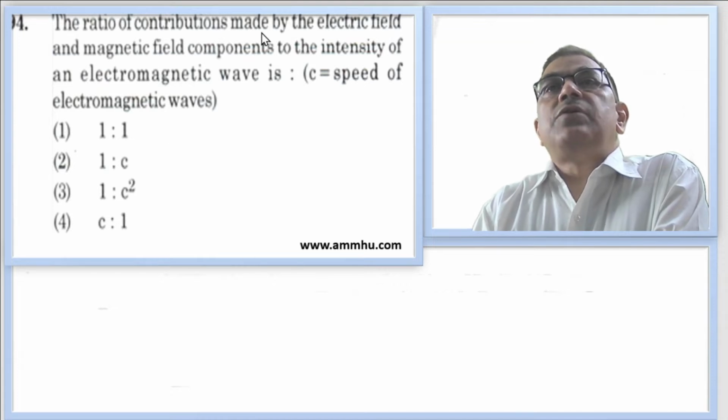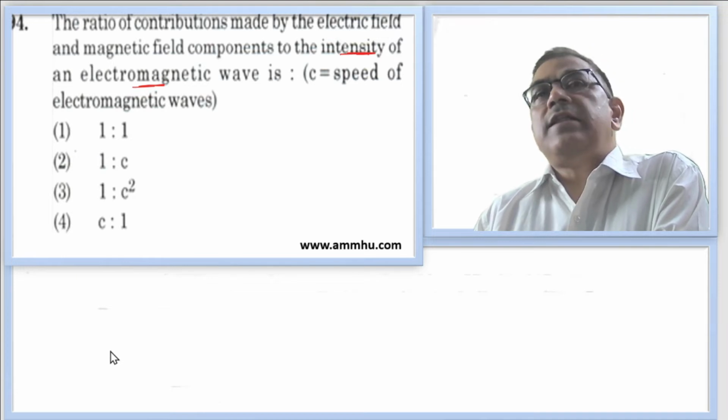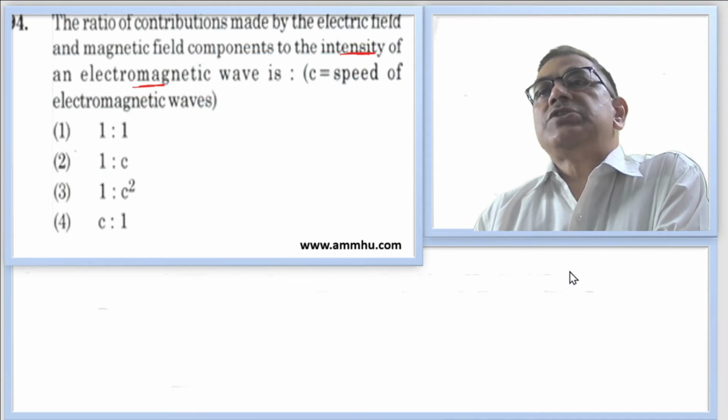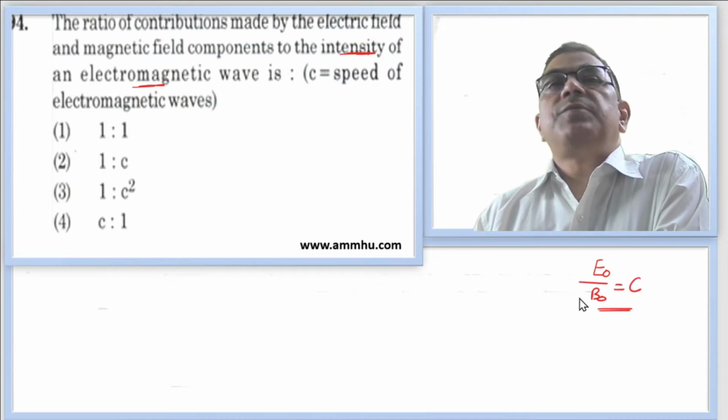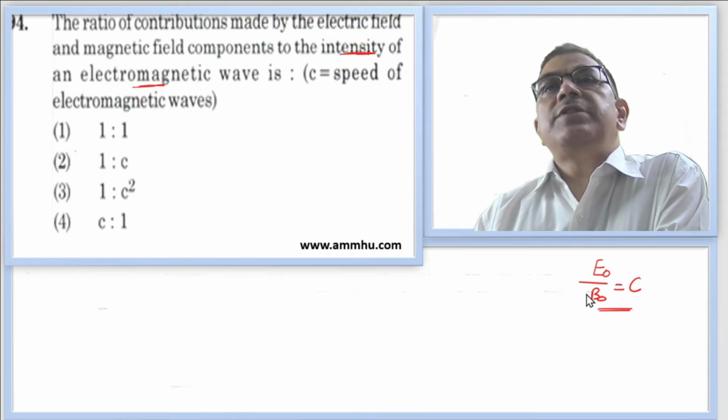The ratio of the contribution made by the electric field and magnetic field component to the intensity of an electromagnetic wave. You need to be slightly careful. Why am I saying that? We already know that the ratio of the amplitude of the electric field to the amplitude of the magnetic field is equal to c. This happens to be one of the properties of electromagnetic waves, but over here they haven't asked this ratio, and had this been the ratio, the answer could have been c:1, I guess.